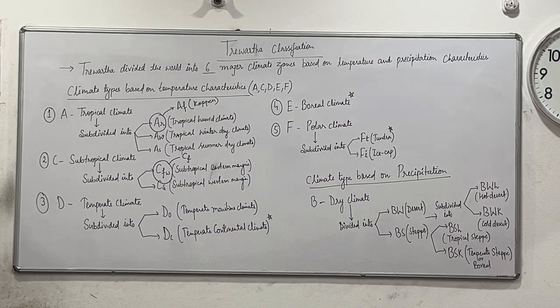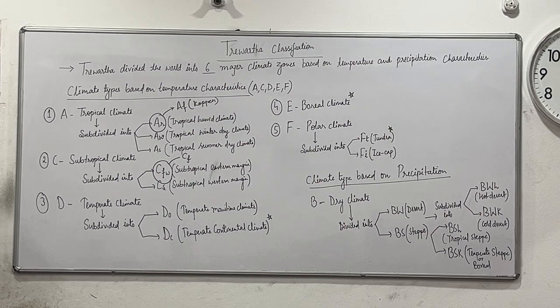So this is your summer dry condition. Now coming to the second one, subtropical climate, which is further subdivided into two types, CFW and CS type. CFW is your eastern margin climate. We also call it eastern margin climate. That means this climatic type is found in the eastern part of the continent.